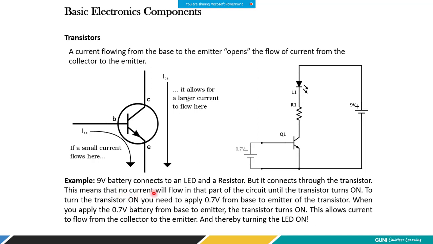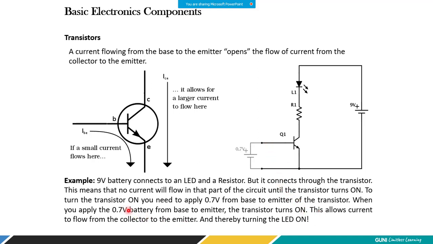This means that no current will flow in this part of the circuit until the transistor turns on, right? So we have a transistor in between. Until the transistor turns on, there is no current flow in this path to the LED, right? To turn the transistor on, you need to apply 0.7 volt from the base to the emitter of the transistor.